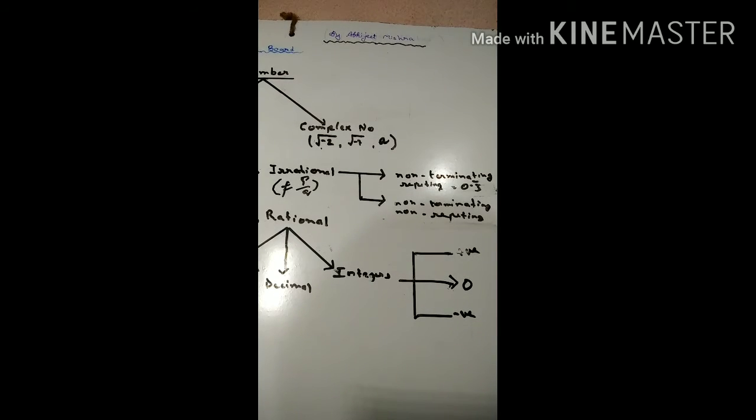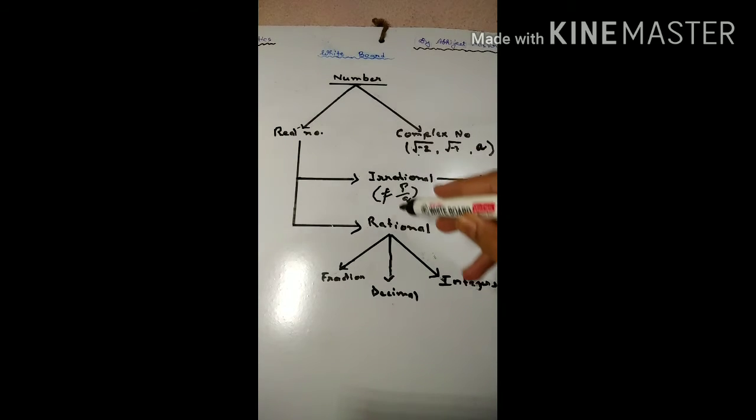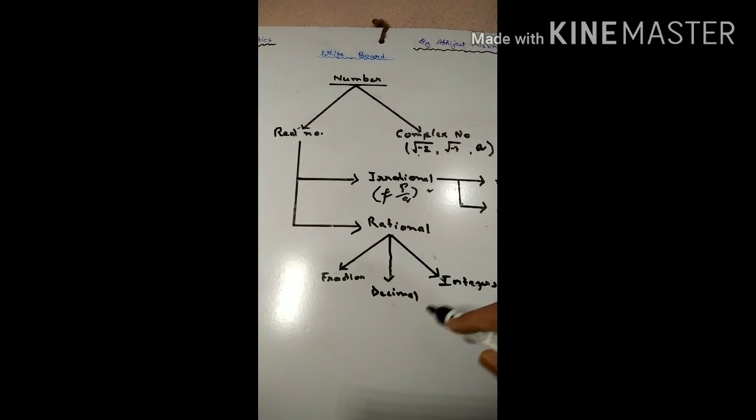So we have seen that irrational number was of two types on the basis of its decimal classification, that was non-terminating repeating and non-terminating non-repeating. Now let's come to the second part of real number. We have seen real number was of two types, irrational and rational. We have discussed irrational already. We have seen its introduction. Now let's come to the introduction of rational numbers. We are very familiar with this topic. Rational numbers are divided into three parts, that is fractions, decimals and integers.